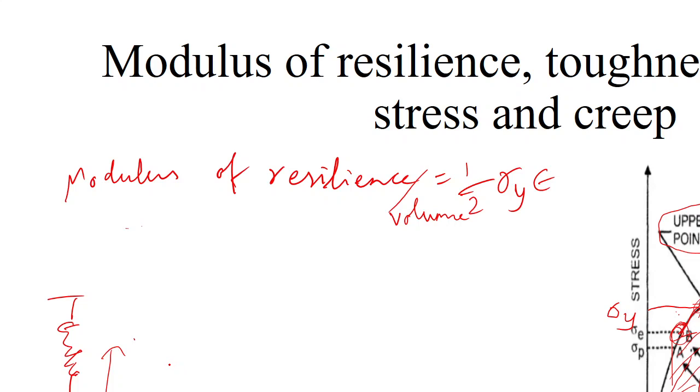So how much energy is absorbed by the spring within, because we can consider the spring as an elastic member. The amount of energy absorbed by the material within the elastic limit is termed the modulus of resilience, which is a measure of how much energy it can absorb.